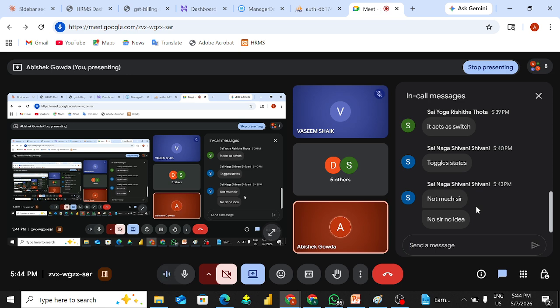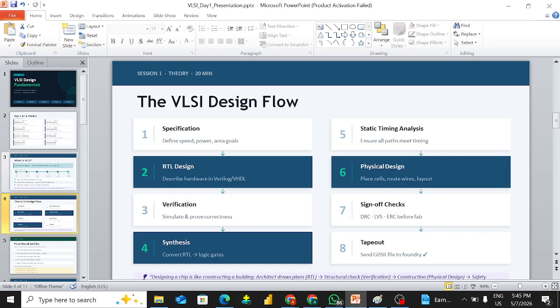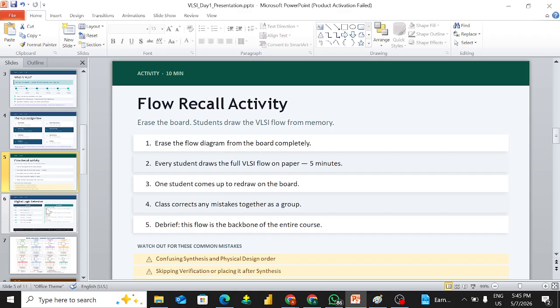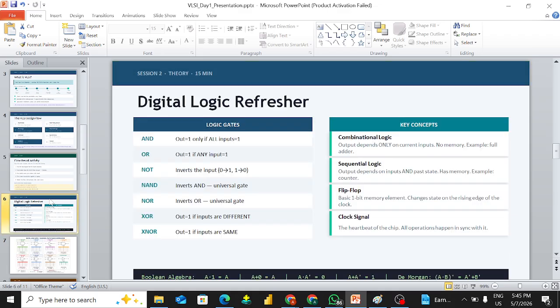Before building complex chips like CPUs or GPUs, in VLSI, what are you going to build? Chips, right? IC chips, processors. Before building complex chips, we must first understand the basic building blocks. Think of CPUs and GPUs as tall buildings, and the building blocks are like bricks, cement, and rails.